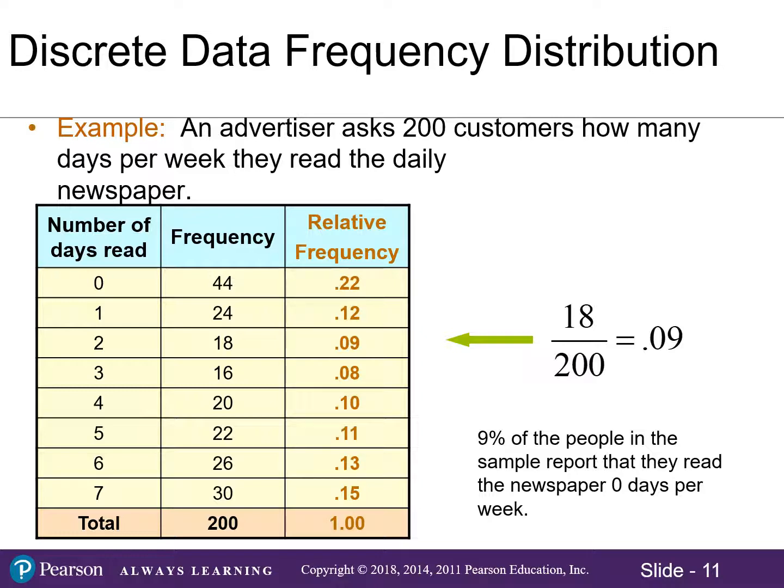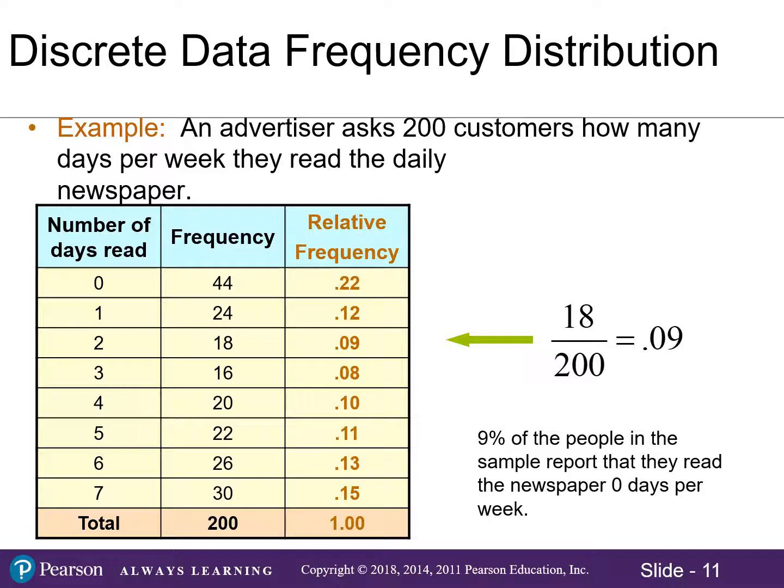Unsurprisingly, 0 seems to be the highest frequency. So notice you should add these all up and they should add up to 200. And then when you do the relative frequency, you just take the amount of frequency for that category and divide by the total number and you will get stuff like this.